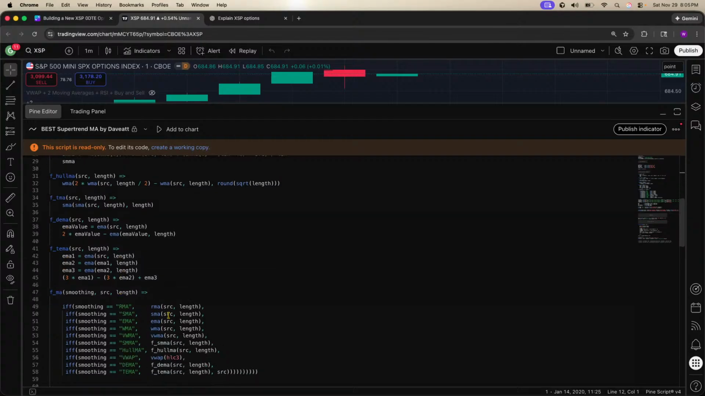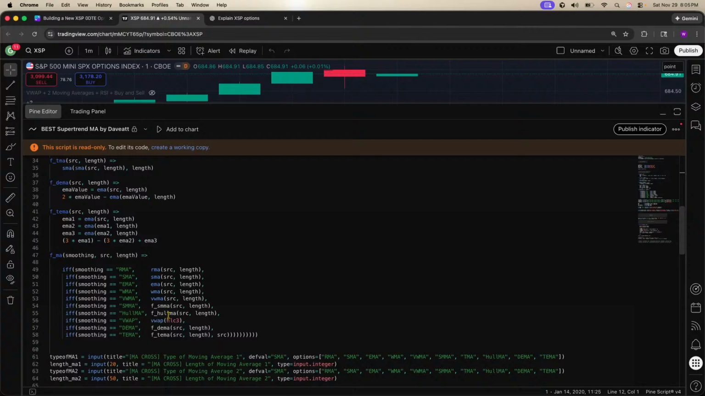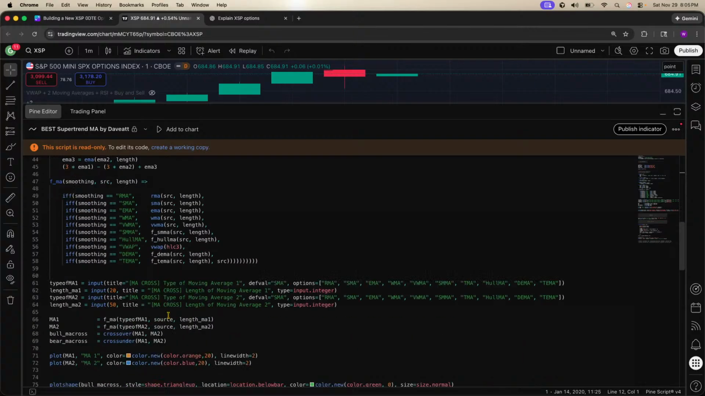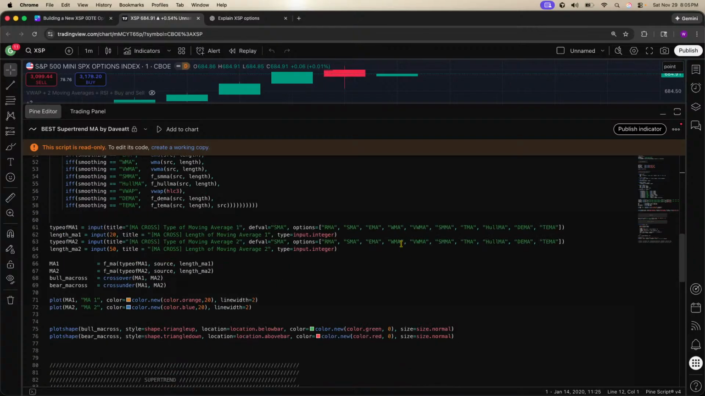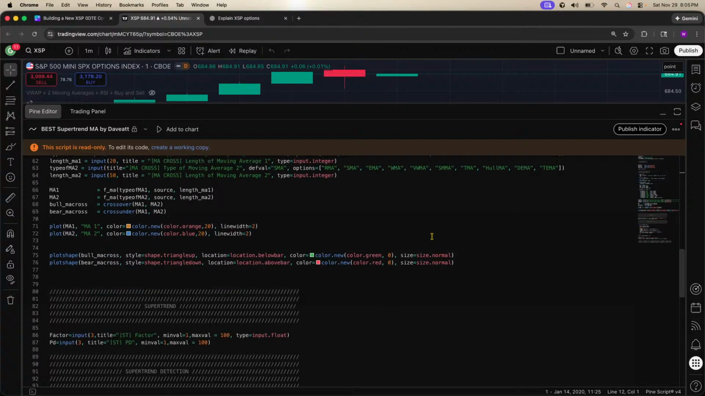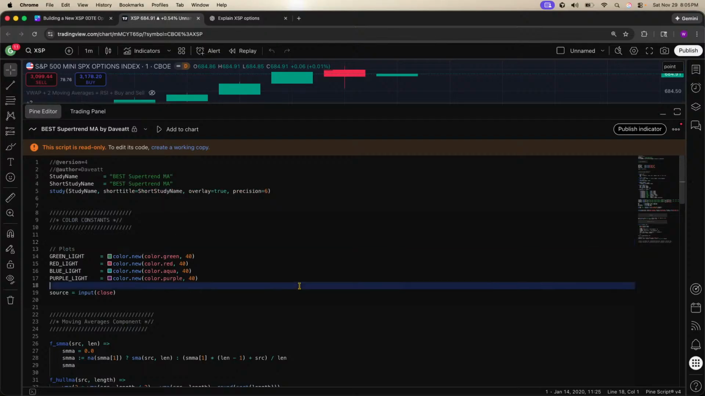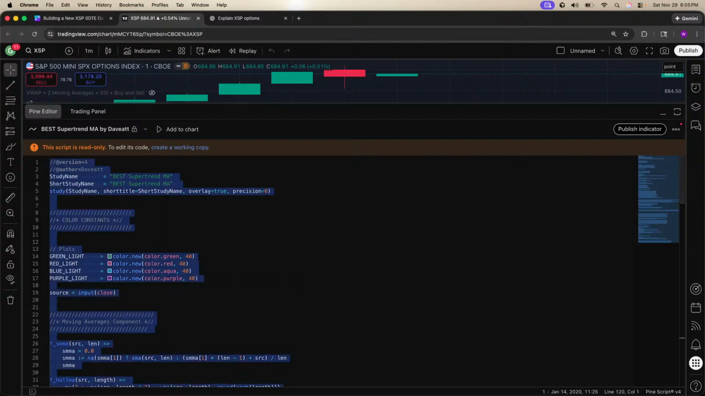If I could just find the periods. And periods are just the lengths, right? It looks like it's using a couple moving averages, excuse me. RMA, SMA, EMA, WMA, VWMA, goodness gracious, TWMA. All right, so what I want to do, let's just copy first.